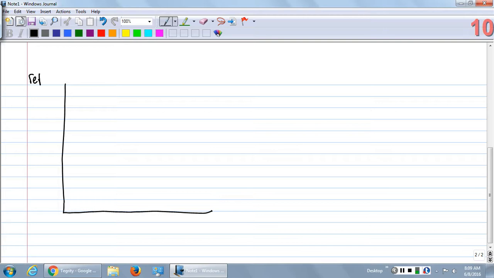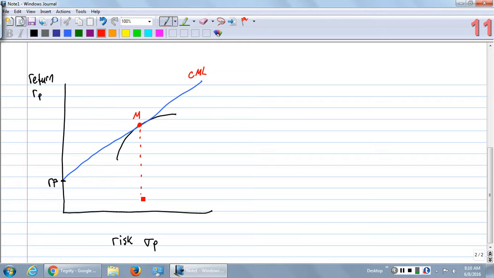So I'll put return on this axis, risk on this axis, sigma p, RP. We had our efficient frontier. We've got the risk-free rate. So this line is called the capital market line. We've identified the market portfolio, so this is going to be the standard deviation of the market portfolio. And this is the return of the market portfolio.